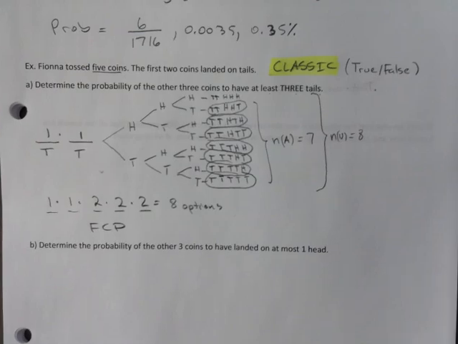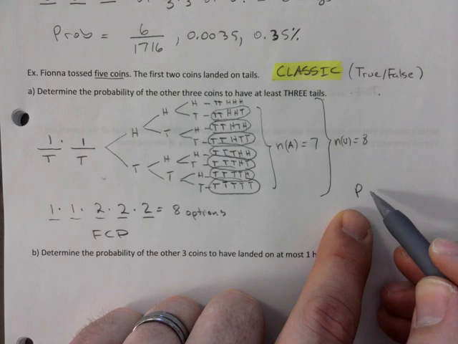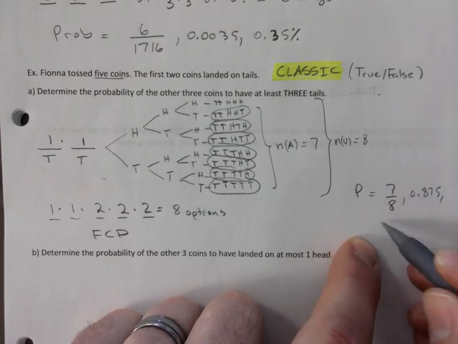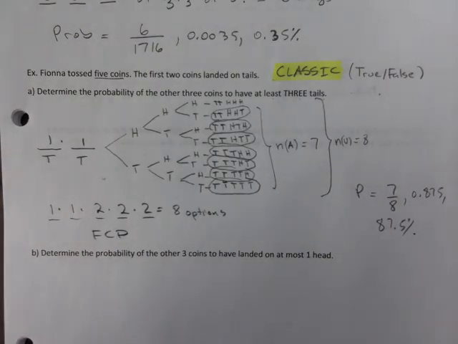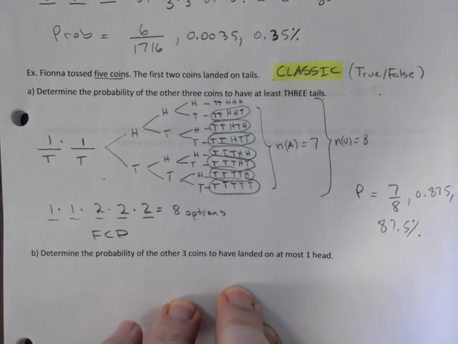Yeah, this probably didn't help with me changing that all up. But probability would be 7 over 8, which is 0.875, which is 87.5%. We'll just leave it at that for now. And here, I'm going to change it up a little bit. We're going to leave the bottom here. Time allowing, we'll come back to that.